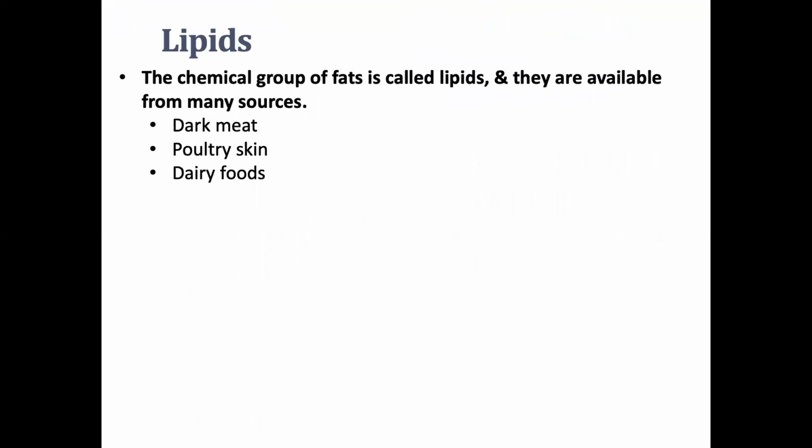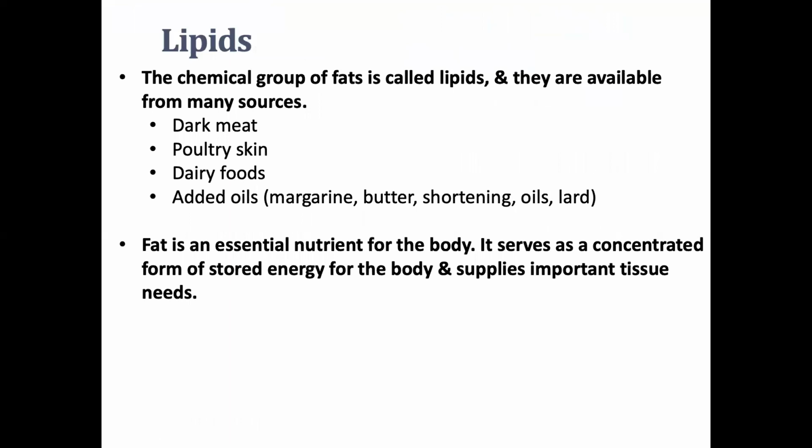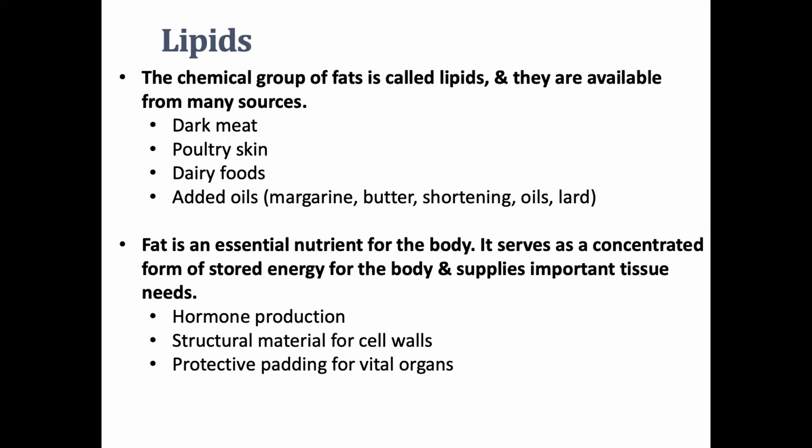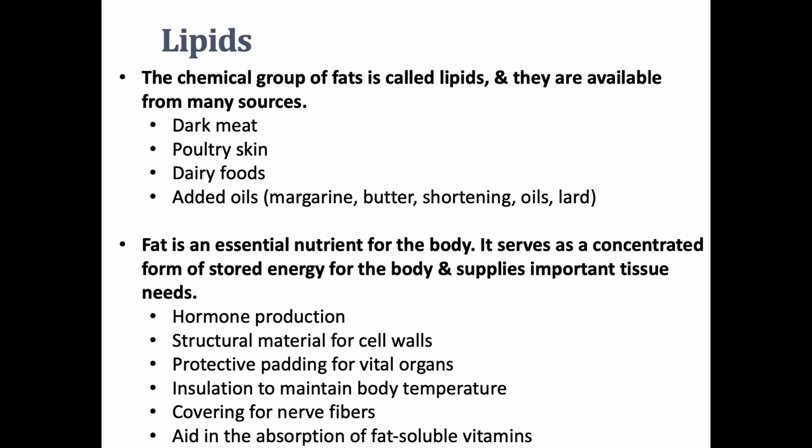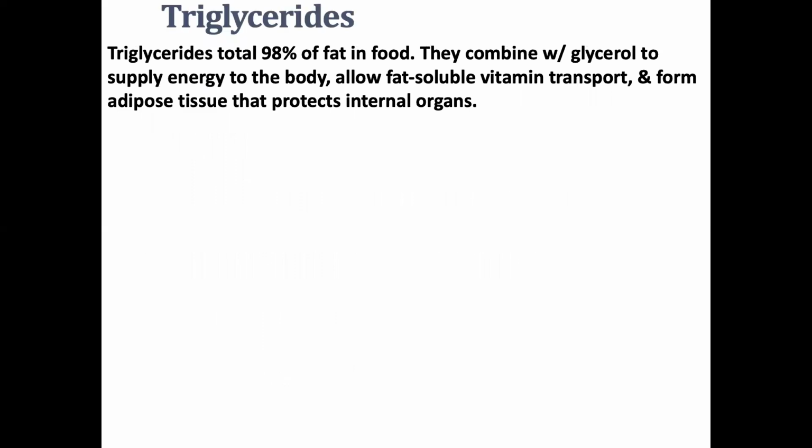So the chemical group of fats called lipids are available in dark meat, in poultry skin, in dairy food, in added oils or fats, okay? It's an essential nutrient in the body, and it's a concentrated form of energy. It's packed with calories, okay? It's important in hormone production, structural material for cell membranes. We don't have cell walls. It also provides protective padding for vital organs, maintains body temperature, insulates nerve fibers, and aids absorption of fat-soluble vitamins. So that's stuff we've already talked about, okay?